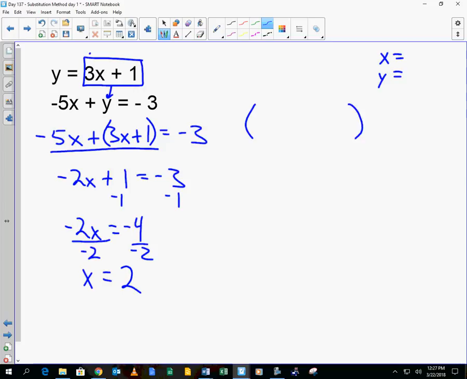I need an ordered pair. Do I currently know the x value or the y value? I know the x value. It is what? It is 2. So now I need to come up with y. How will I get y? I can take the 2 and plug it in right here. What is 3 times 2 plus 1? 7. Therefore, this is the solution to the system.